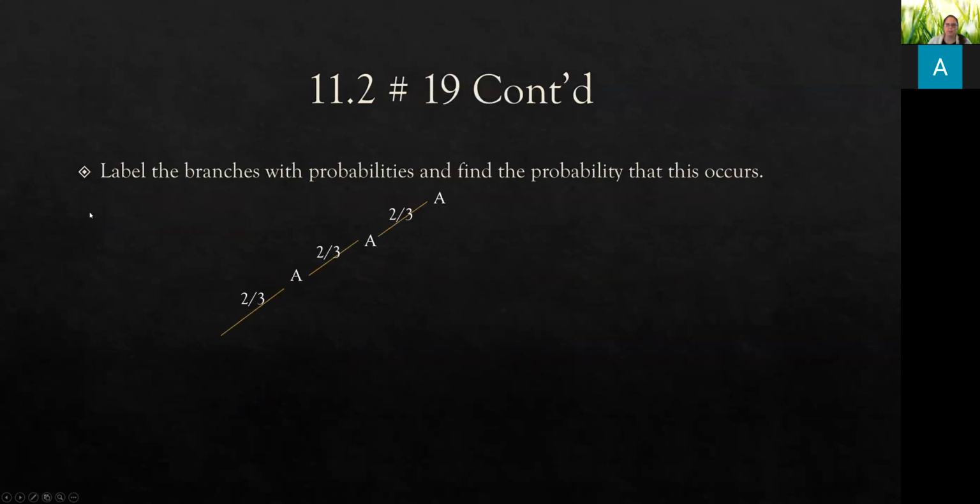Next, we want to label the branches with the probabilities and find the probability that this occurs. So remember, there's a 2/3 probability that Team A wins. So we're going to label a branch that ends at A with 2/3, and we want to find that probability. So the probability that A wins and A wins and A wins would be 2/3 times 2/3 times 2/3, and that gives me 8/27.